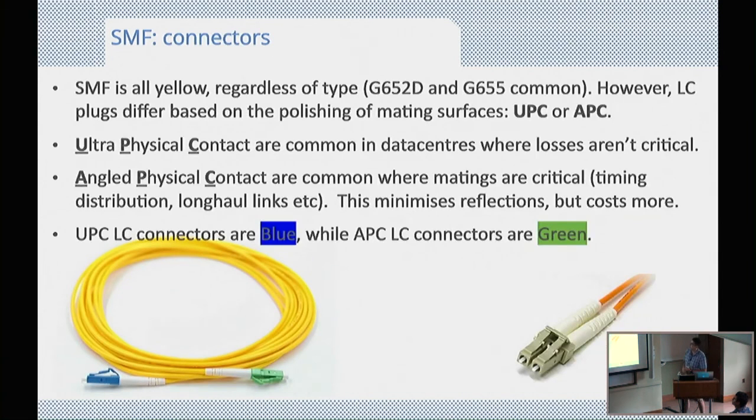What do the connectors look like? Well, all SMF is yellow, so it's difficult to figure out if it's 655 or 652. But the connectors on either end are colored depending on how they've been polished. Ultra-physical contact, or UPC, is typically used in data centers where you don't care about losses so much. APC, or angle polished, gets used in timing systems and long-haul links where you really want to minimize reflections. And the UPC connectors are blue, while the APC connectors are green, and you can see a patch lead here on the left that has one on either end.